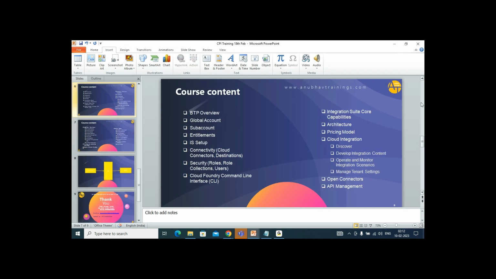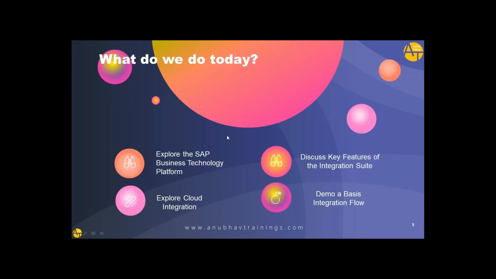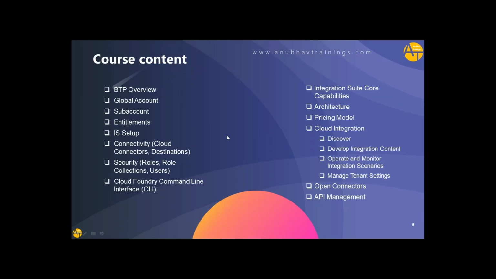Now, we have seen the demo. Now let's go back to the slide. What are the course contents here? We are going to cover BTP overview. We will see global account. Under global account, we'll see sub account entitlements. Then we'll tell you how you can do the setup for integration suites and all. Then we'll cover the connectivity part, security part, Cloud Foundry and all.